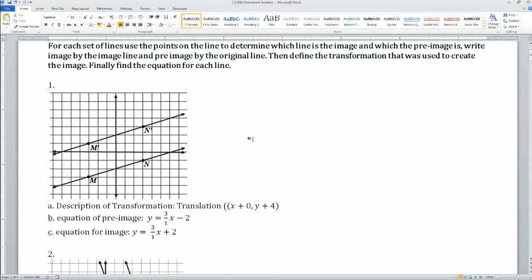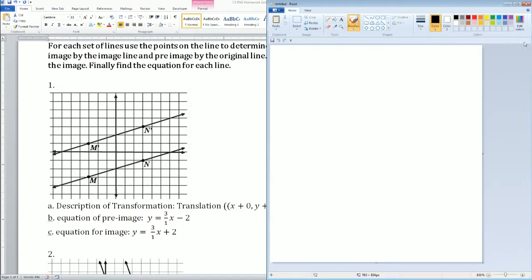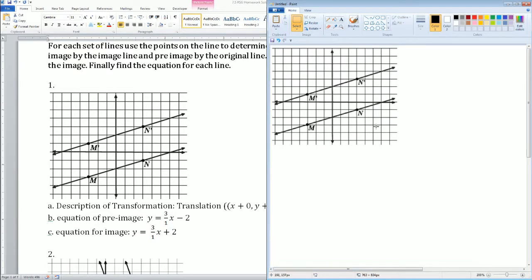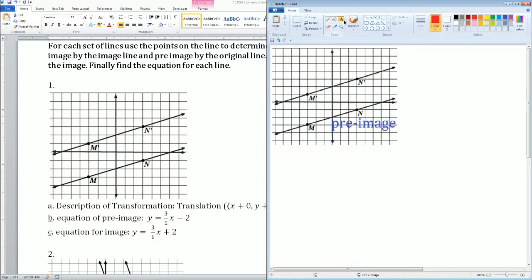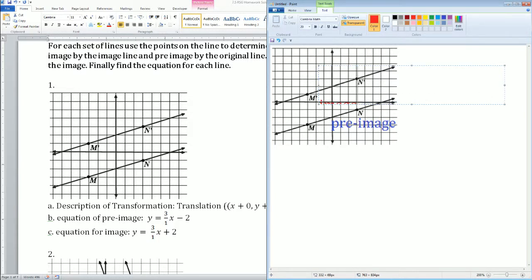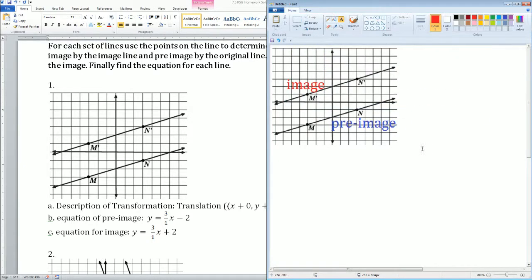Okay, so you have number 1 right here. So the original one is the N and the M, so that one we can call the pre-image, right? And the new one we could make red. That's the N prime and the M prime. That would be the image. Again, that is your image and that is your pre-image.